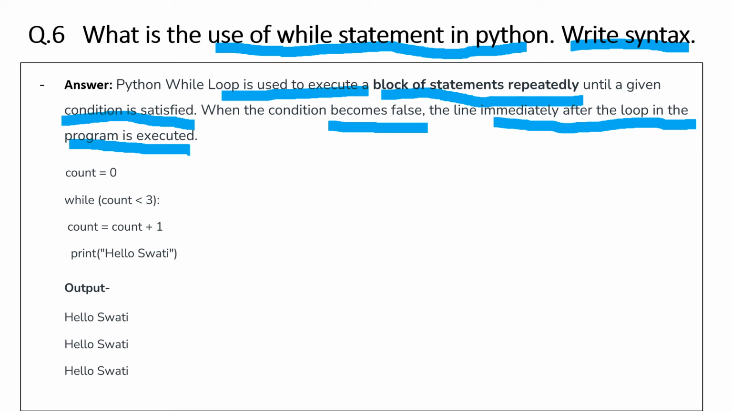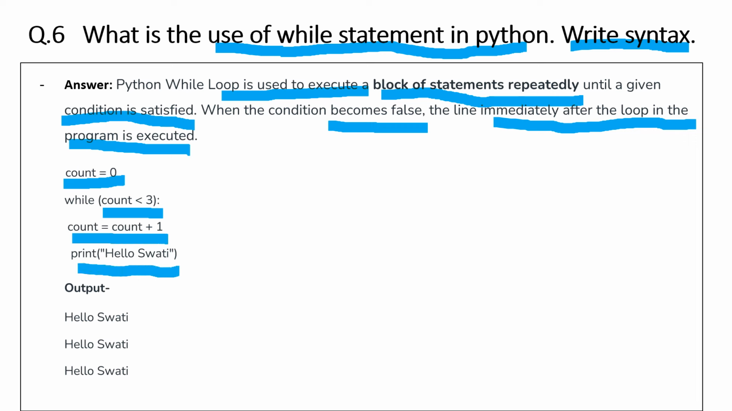We have one variable, count is equal to 0, and the condition given is count is less than 3. Count is equal to count plus 1, print hello Swati. So hello Swati will be printed 3 times, because the condition given is count should be less than 3, and because of that it is printed 3 times.